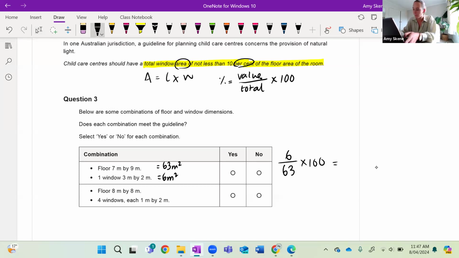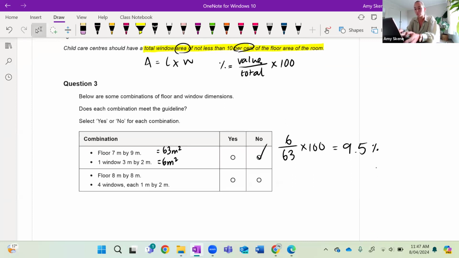Here we have 9.5%. Now that's less, so it does not comply. We do the same. 4 windows, each 1 by 2.